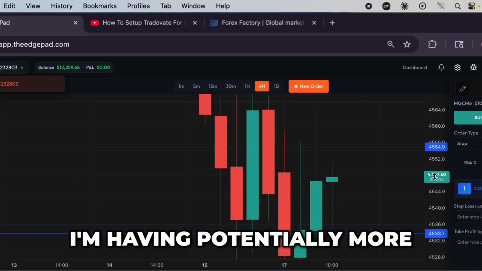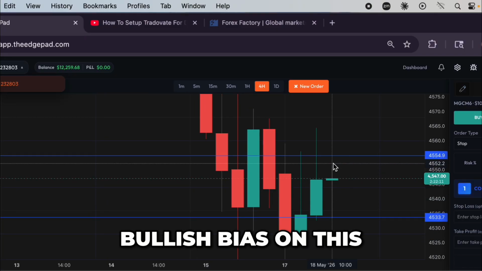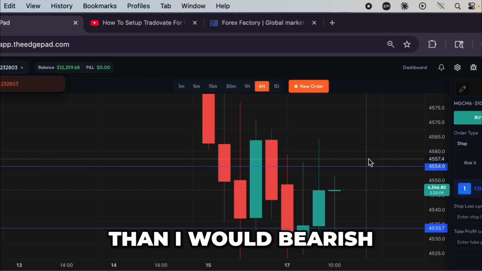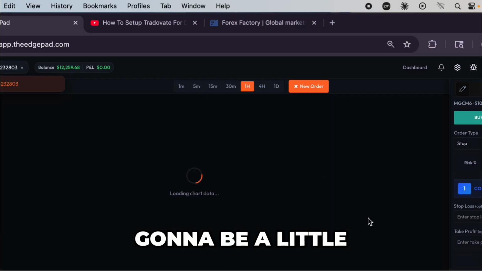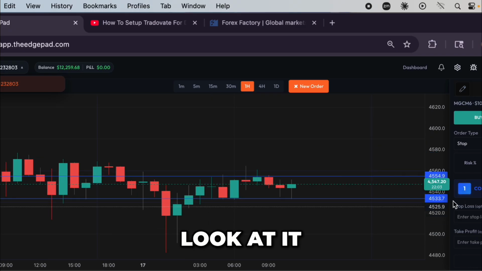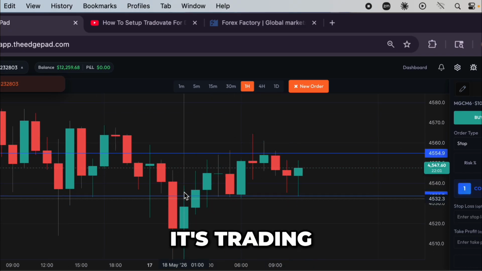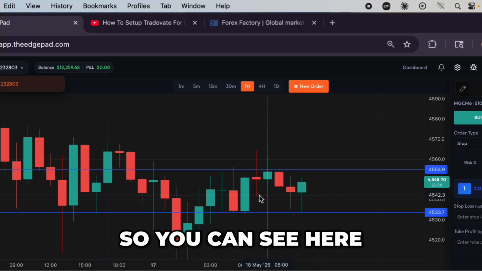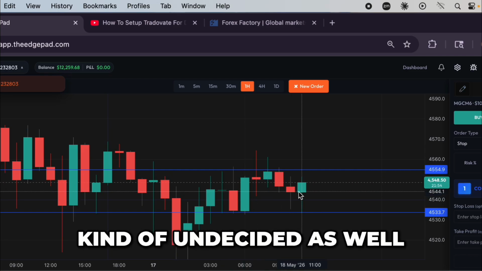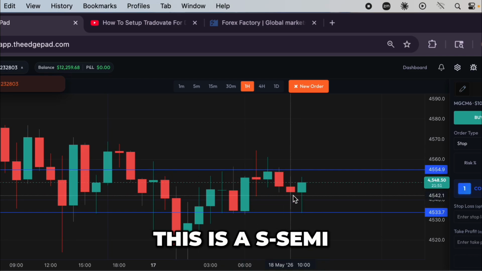To me, I'm having potentially more of a bullish bias on this than I would bearish, although, again, it's kind of undecided. So that means I'm going to be a little bit more hesitant to look at it. So at the 1 hour, I kind of see where it's trading. Well, it's trading in this range again. This 1 hour has 21 minutes. As you can see here, this 1 hour is kind of undecided as well. This is a semi not great candle.